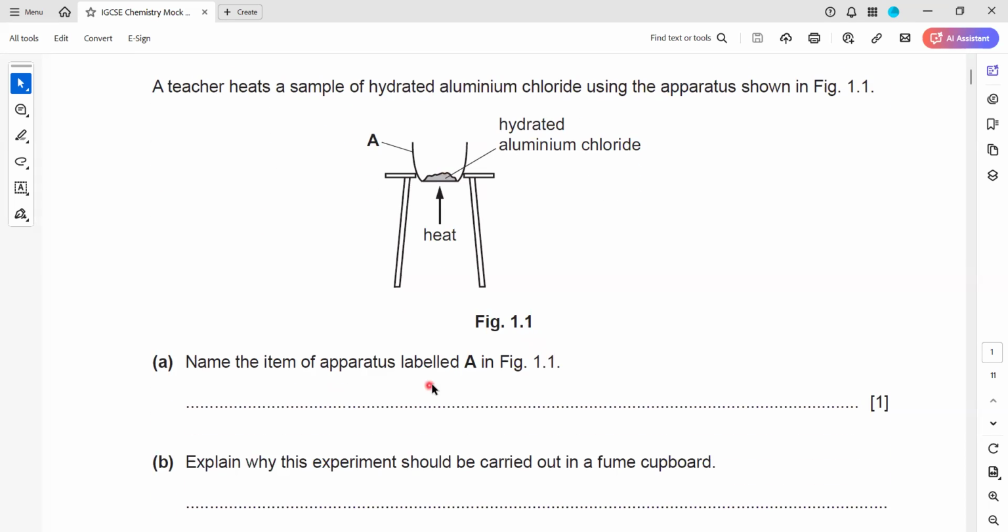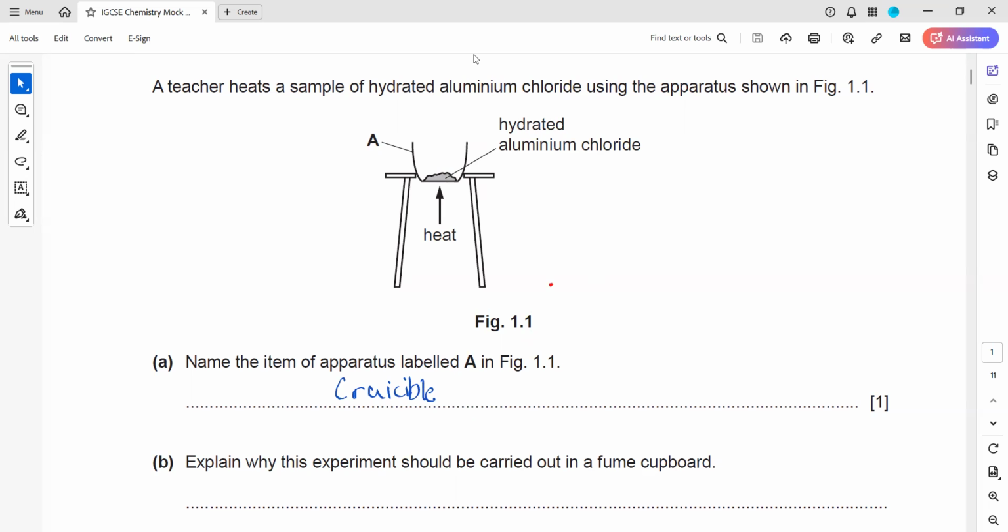Name the item of apparatus labeled A. What do we call this A? So that is a crucible. Some students wrote beaker, so you're not supposed to say beaker. It should be a crucible.